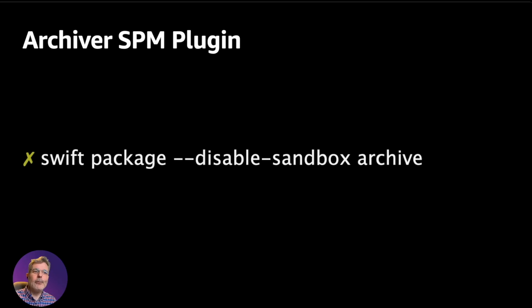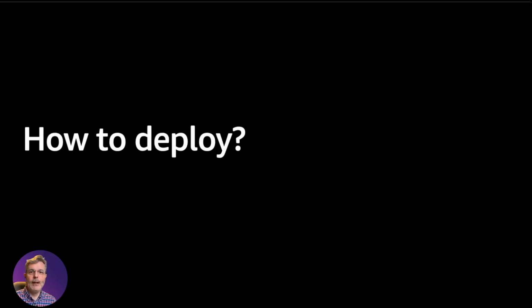The disable-sandbox flag is there because the communication with the Docker daemon goes through a Unix socket, and that's a type of network communication which is disabled by swift package by default. So right now we have to disable the sandbox to actually authorize the communication with the Docker daemon. Now you have a zip file. Congrats! How do you deploy that?